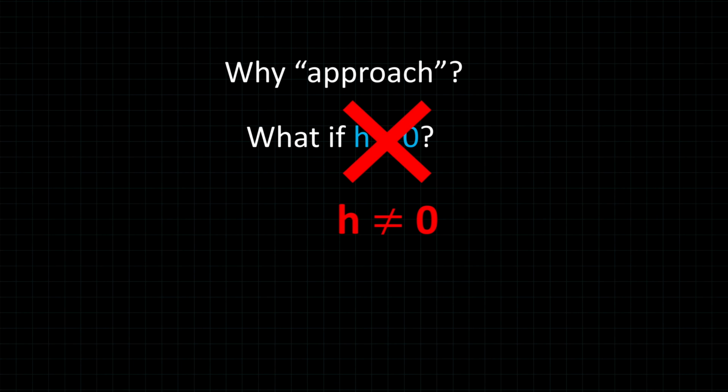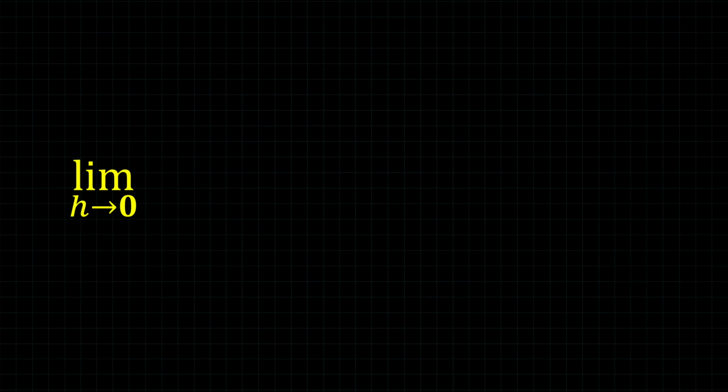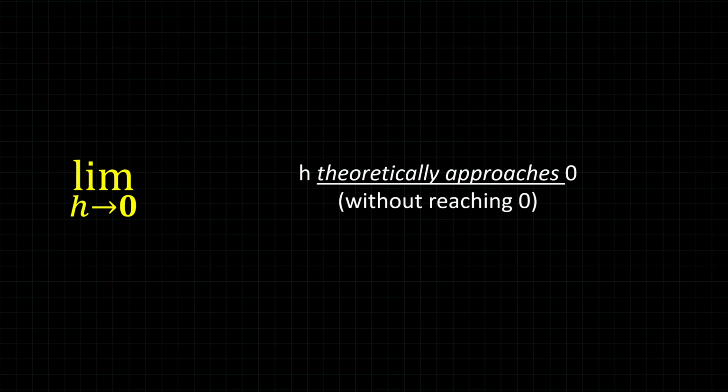h cannot equal 0 because if that was the case, we wouldn't have 2 points anymore. We still need the idea of having 2 points, although we want the 2 points to be as close as possible, so the slope of the secant line is as similar to the slope of the tangent line as possible. So we use the term limit because by using limits, we can theoretically approach 0 without ever reaching 0.